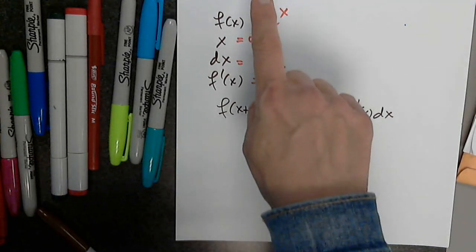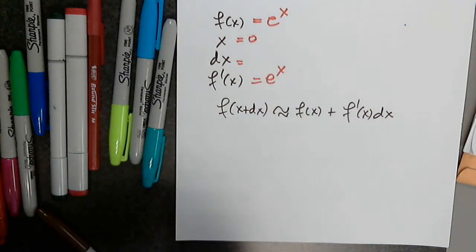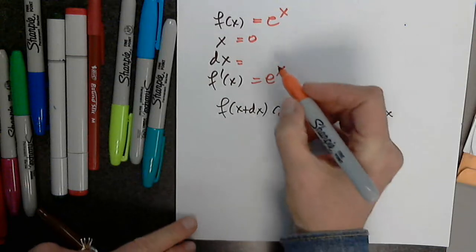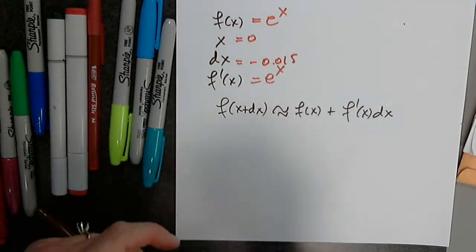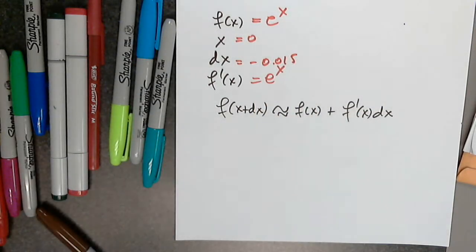How far away is this number from this number? Positive 0.015. Right, but negative. 0 minus 0.015 is minus 0.015. So 0 and negative 0.015 are very close to each other. So is dx always negative then? No, it depends. When would it be positive?